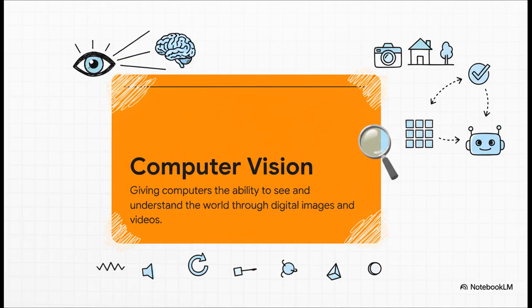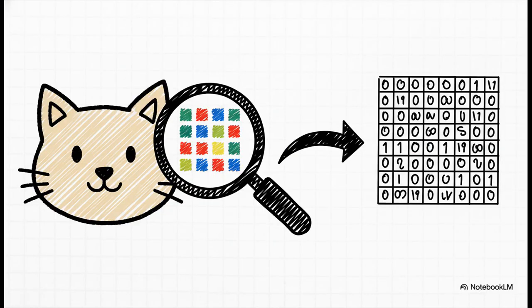Okay, first up is a core idea, computer vision. It sounds super complicated, I know, but the concept is actually pretty simple. It's all about teaching a computer to see and make sense of the world through pictures and videos, kind of like our own eyes do. But how does that even work? How does a machine see?